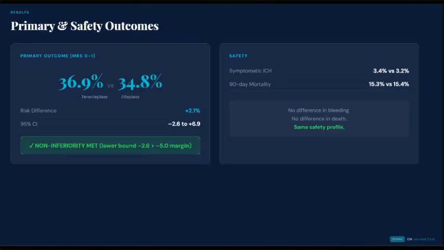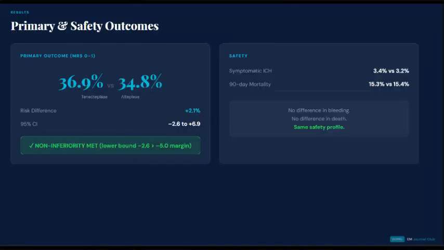Okay, the key number, the lower bound of that confidence interval, was negative 2.6, which is above the pre-specified non-inferiority margin of negative 5%. So, non-inferiority was met. And if you look at the numbers, Tenecteplase didn't just meet the bar, it actually trended slightly better numerically. Though the trial was not powered to demonstrate superiority, and the p-value for superiority was 0.19.